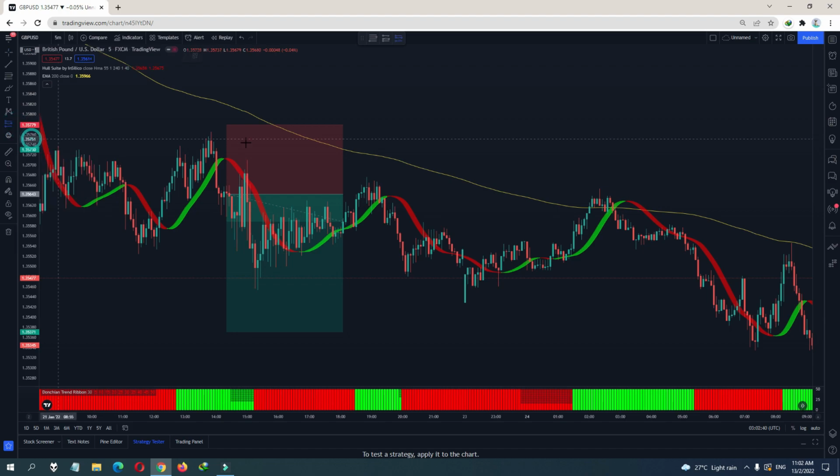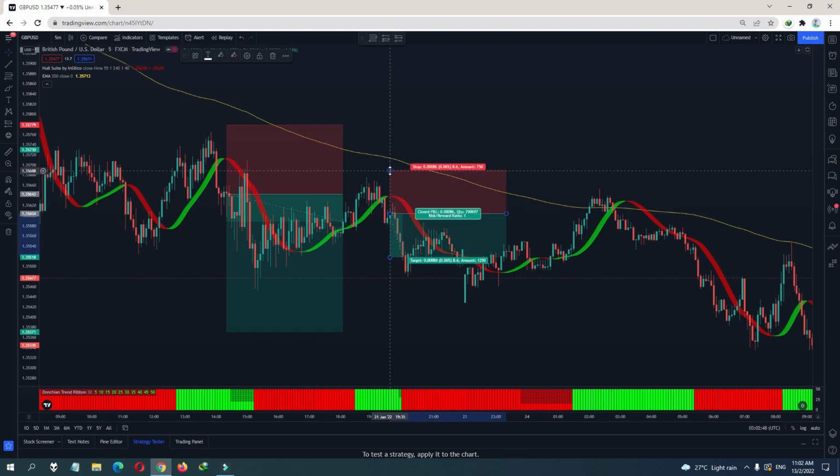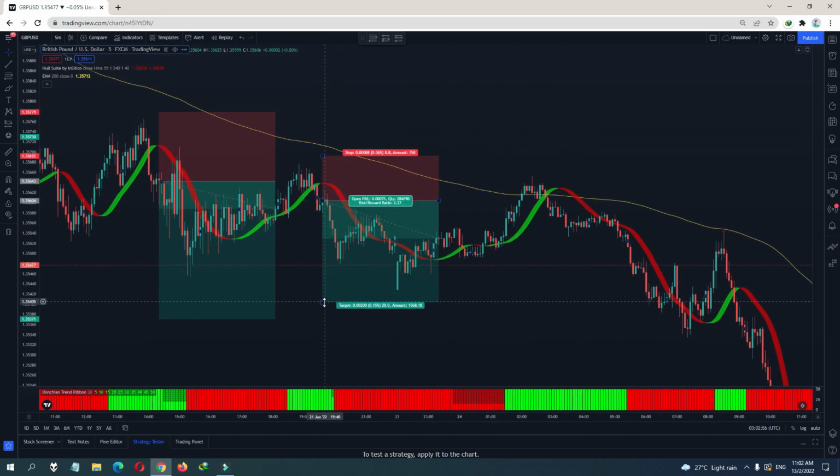Okay, so another one here. Okay, it's a valid entry. Target 1 to 2 or 1 to 1, whatever. Okay, so did we get that one? Yeah, I think we got that one. Okay, so stop loss is here. Yeah, we got this one, 1 to 2.